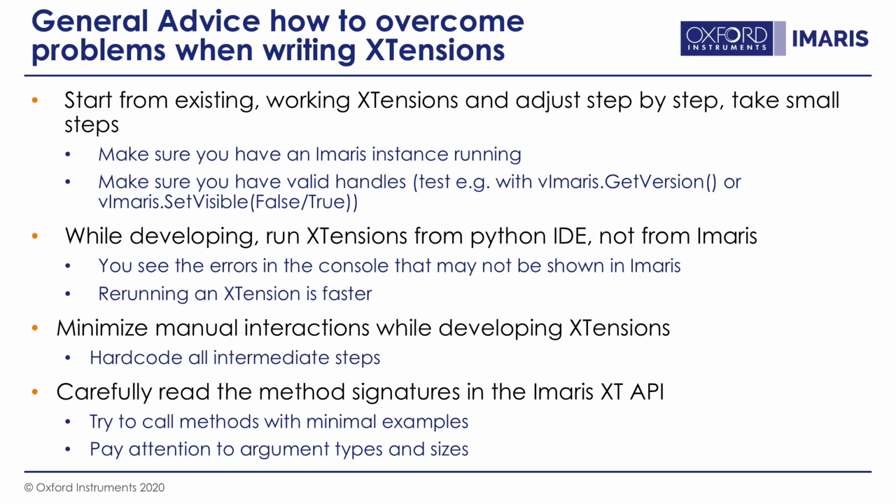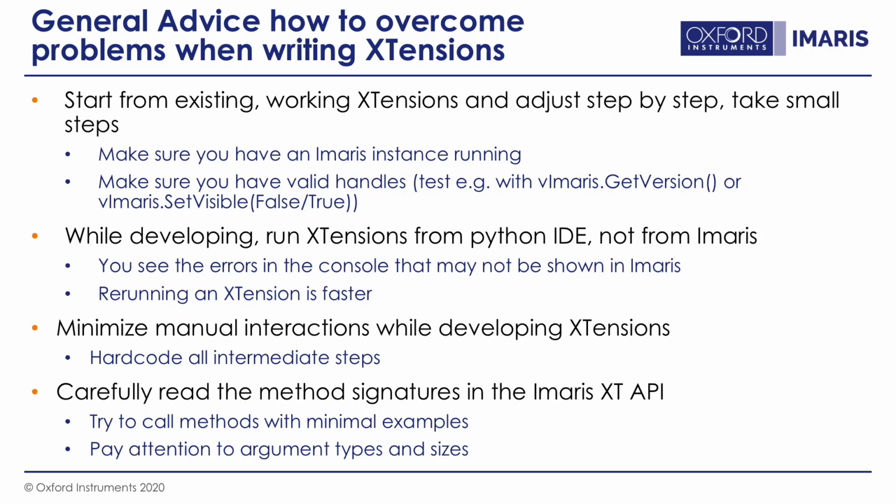And finally, the Imaris Xt API contains very many and some quite difficult methods with many parameters, and it's sometimes difficult to get all the parameters right. So try to explore a method, try to call it with a minimal example, with just one spot, and if it works with one spot, then try it with 2 spots, so that you slowly get a running and working extension.